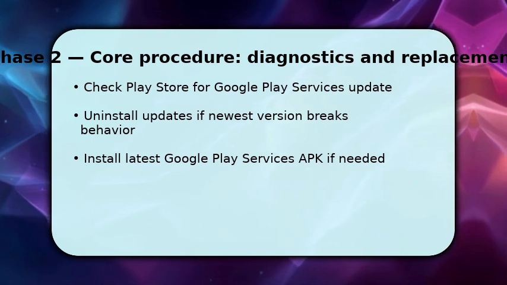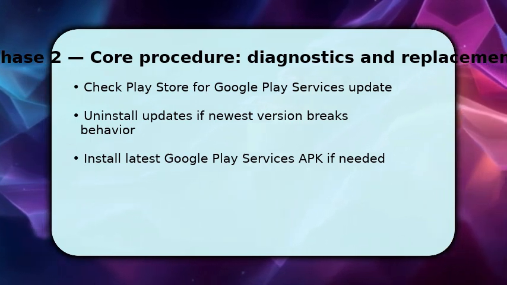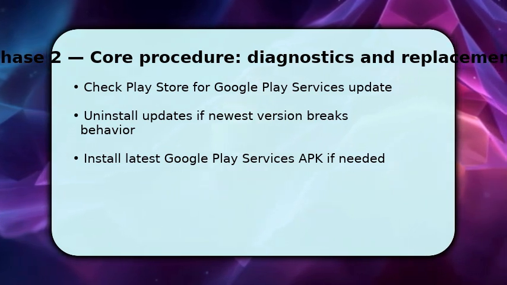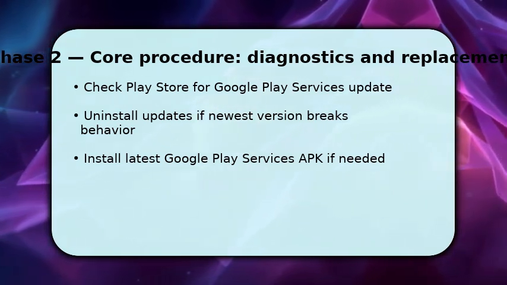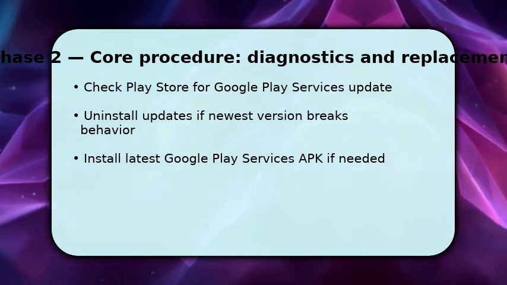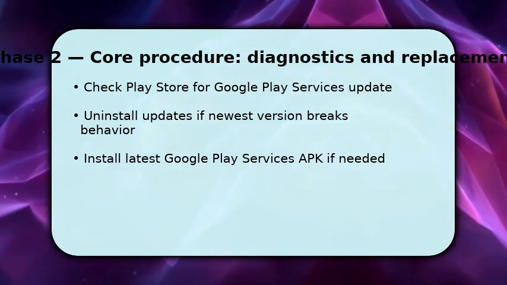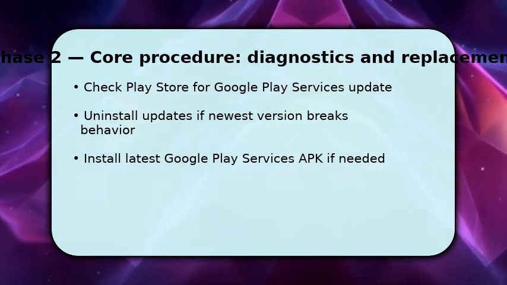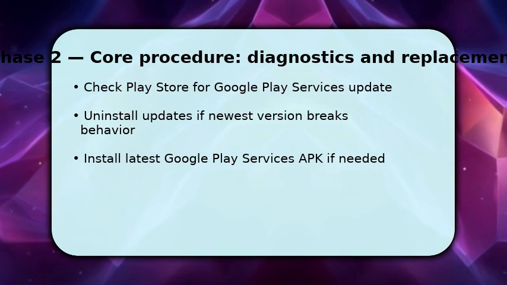If crashes began after an update, uninstall updates from the app info to revert to factory version, then install the stable update. When Play Store fails, download the correct APK for your Android version and architecture from a trusted source, then sideload. Always enable Install Unknown Apps only temporarily, and disable it after installing.